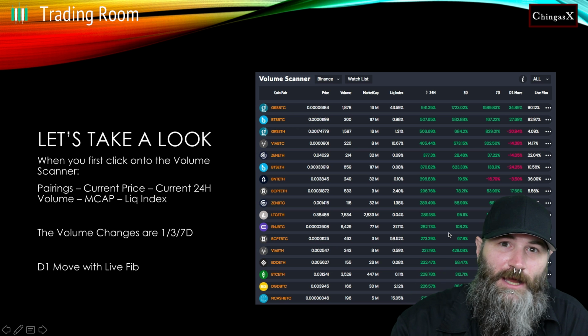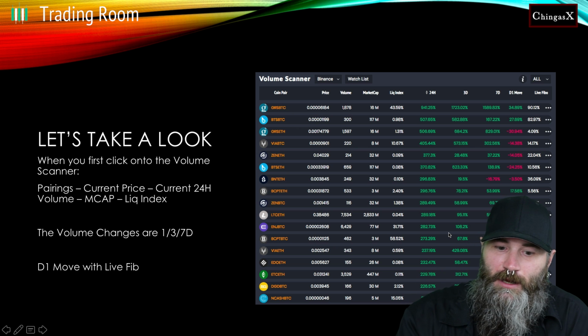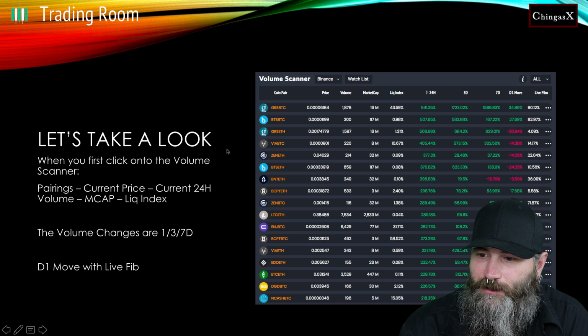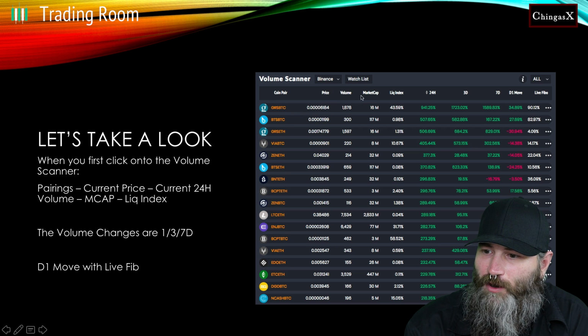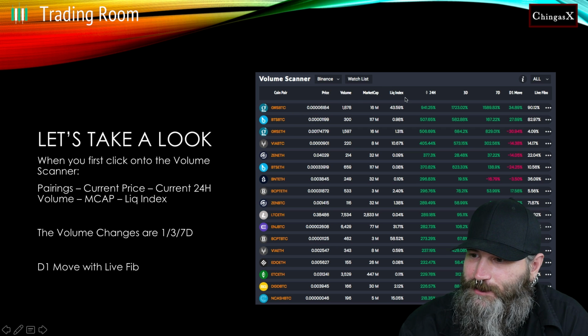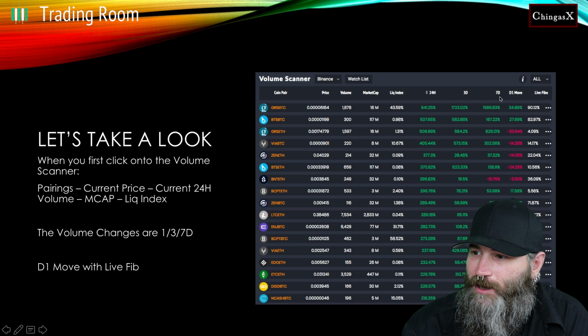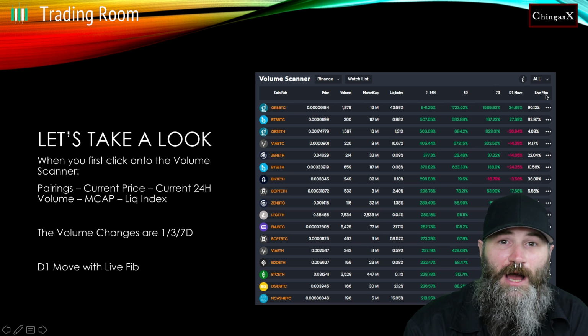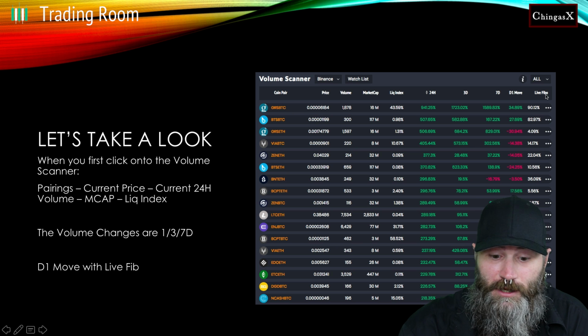This is what it's going to look like as soon as you pop it on the screen. You're going to look at a few things here: coin pair, price, volume, market cap, liquidity index, and then a 24-hour, 3-day, and 7-day volume scanner, and then you'll have a D1 and a live Fibbo thrown on there as well. So we'll go into that in just a second.